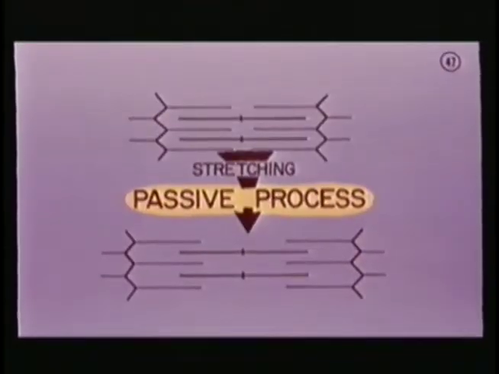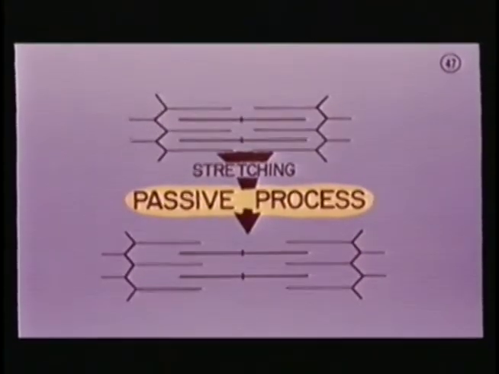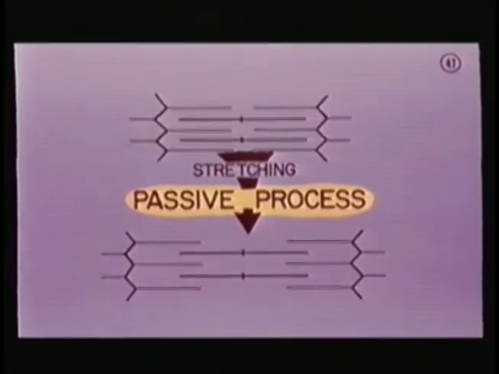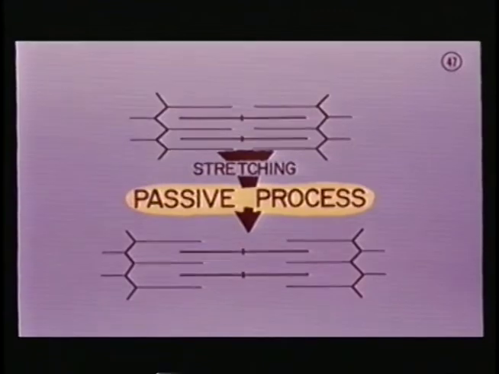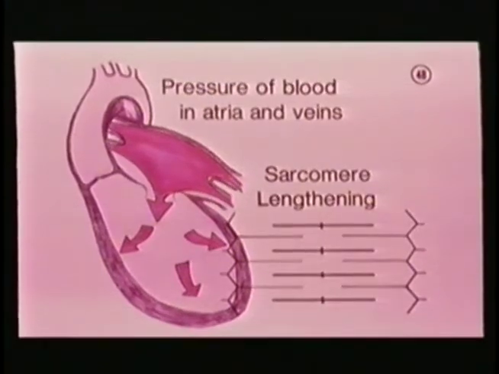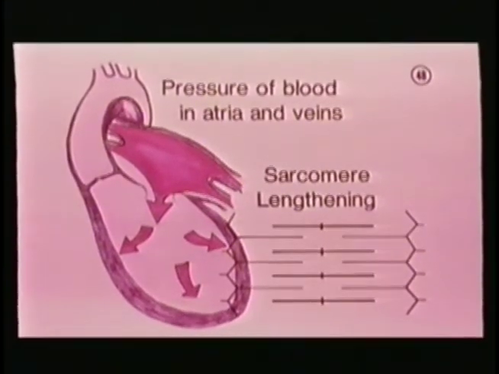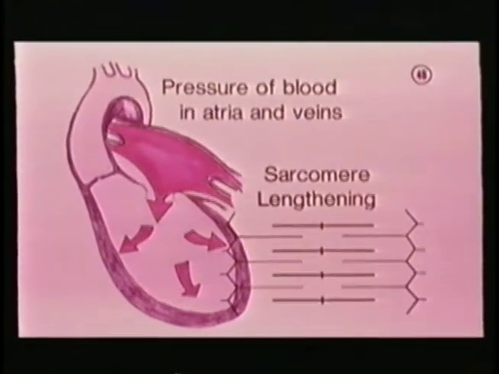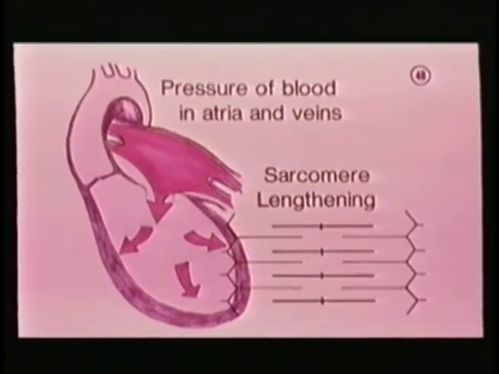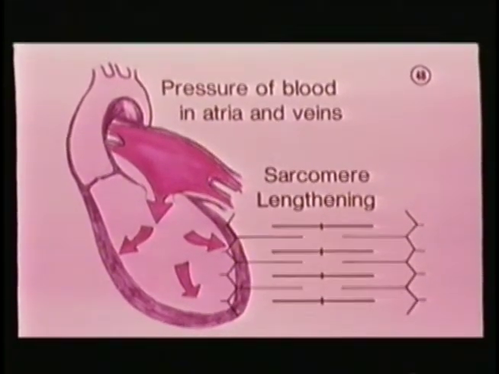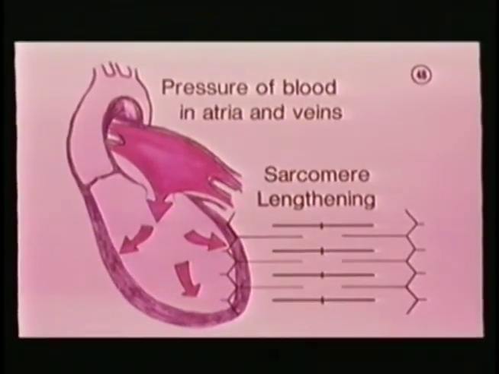Slide 47. The return of the sarcomere to the length from which shortening began is thought to be a passive process. Slide 48. As mentioned earlier, the energy for lengthening is provided mostly by the pressure of the blood in the atria and veins and takes place when thick and thin filaments are not interacting. Metabolic energy is thus not required to return the sarcomeres to their initial length.